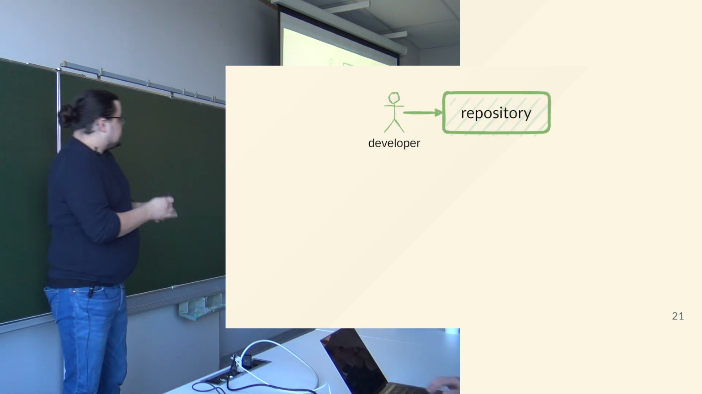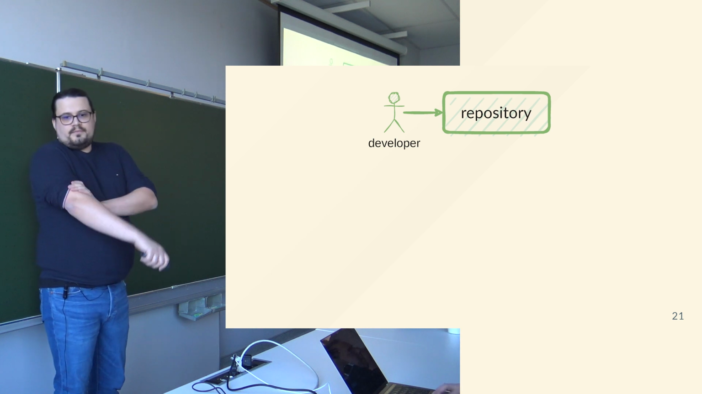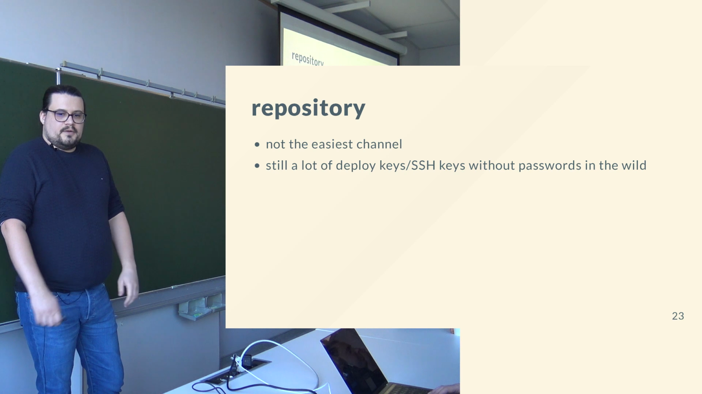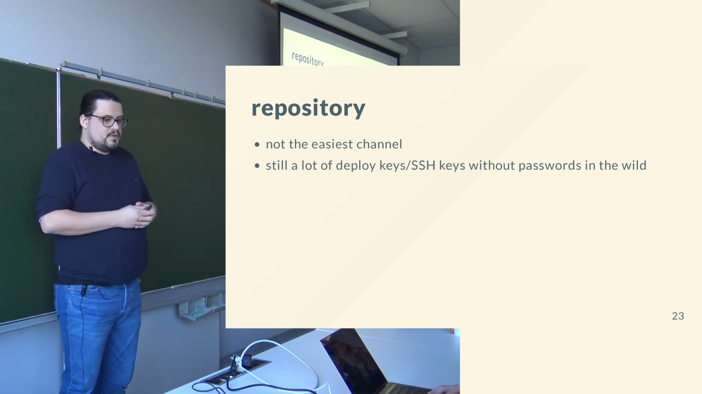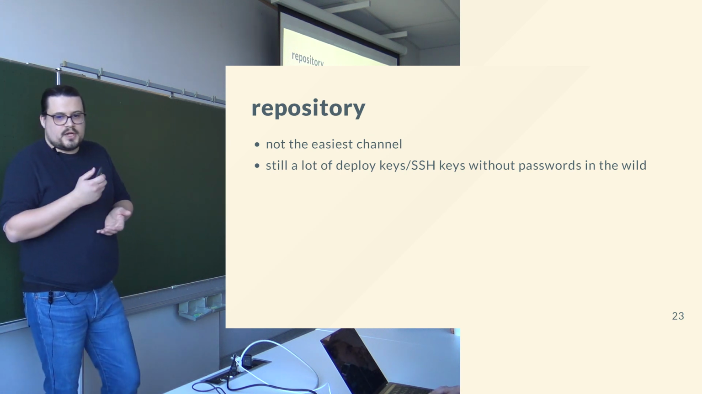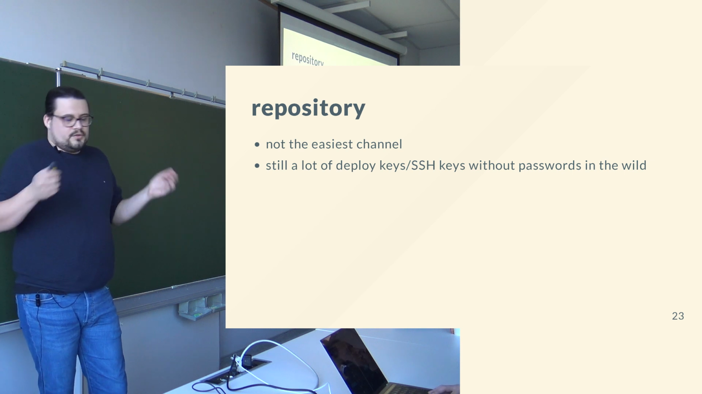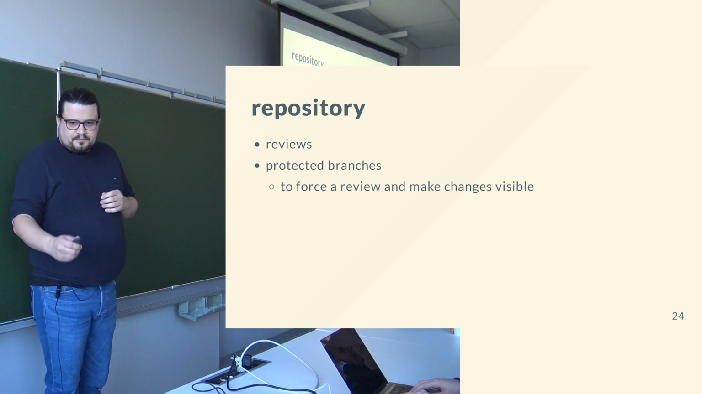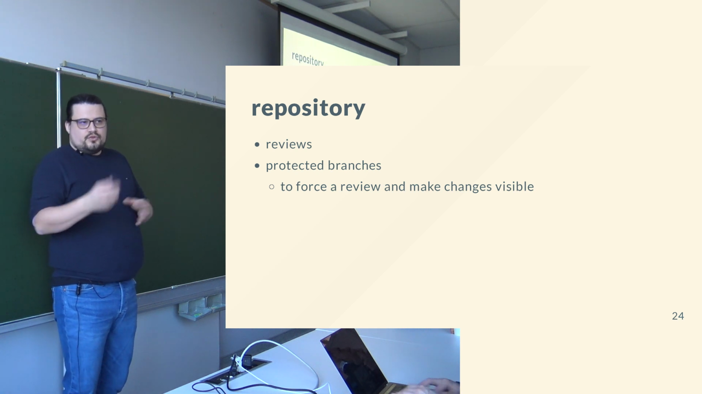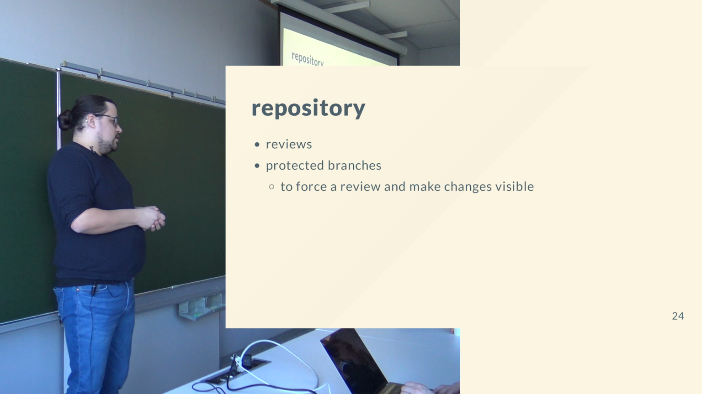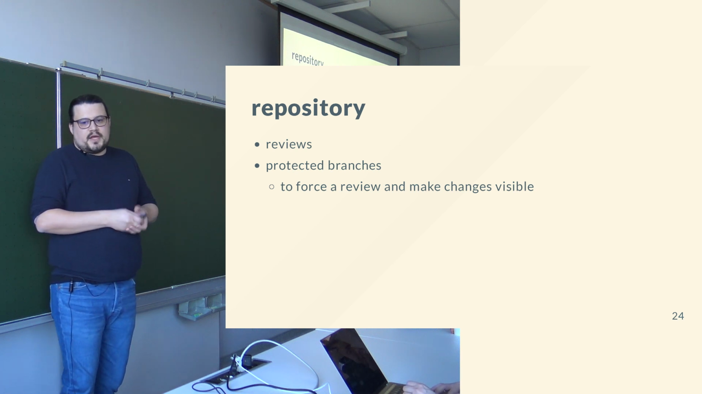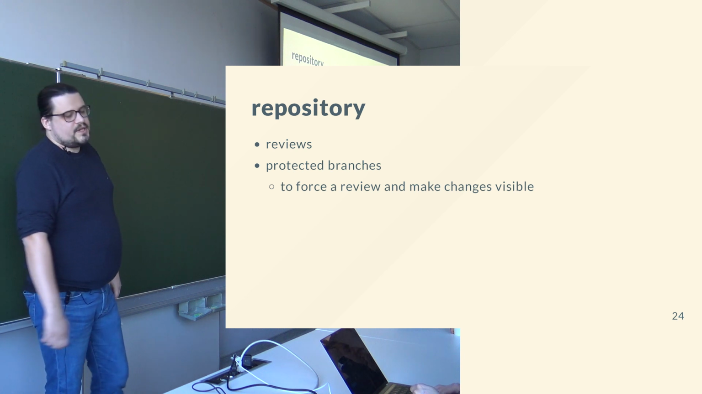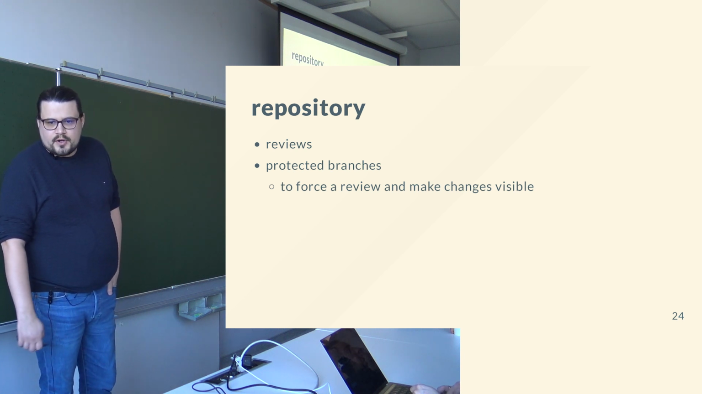So we see the rest of the supply chain now. The developer will push code to a repository. Repositories can be attacked, but it's probably not the easiest channel. But well, you need to keep track of deploy keys and SSH keys and everything. You can also use some features of the development platforms, like protected branches, to prevent some unwanted accesses to your repositories.